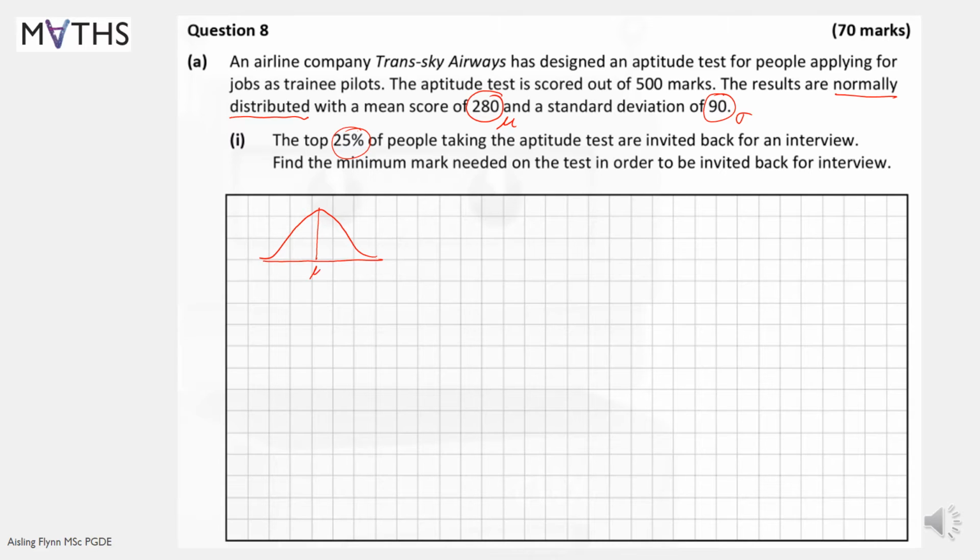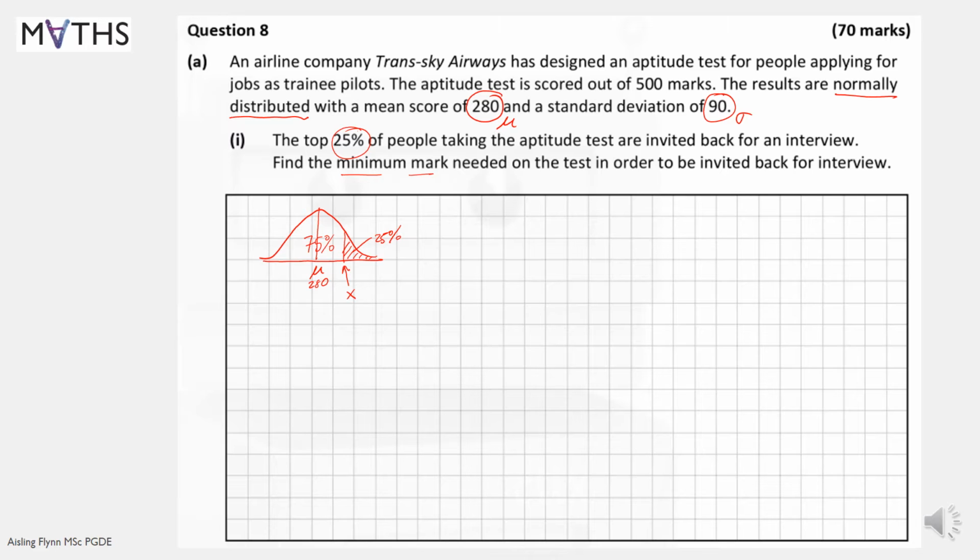Okay, it will have the mean in the center there, and what we're looking for is the mark here. So if mu is 280, what mark is here above which there are 25% of the people taking the test? Okay, so it talks about a minimum mark. So that's where X is here, and there are 25% of people above this. And therefore, which might be more useful, there are 75% of people below this.